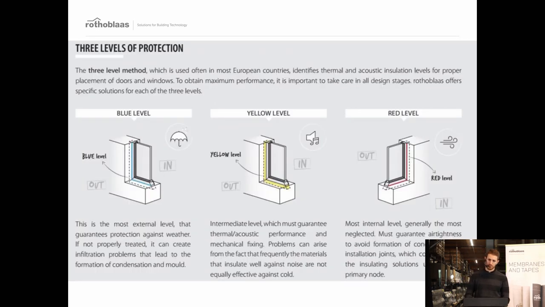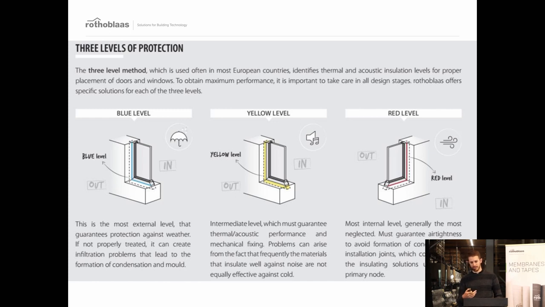And how do we protect them? There are always three levels of protection. There's the outside layer, which is the blue level in the picture, and it's basically protecting the window from the water coming from outside.